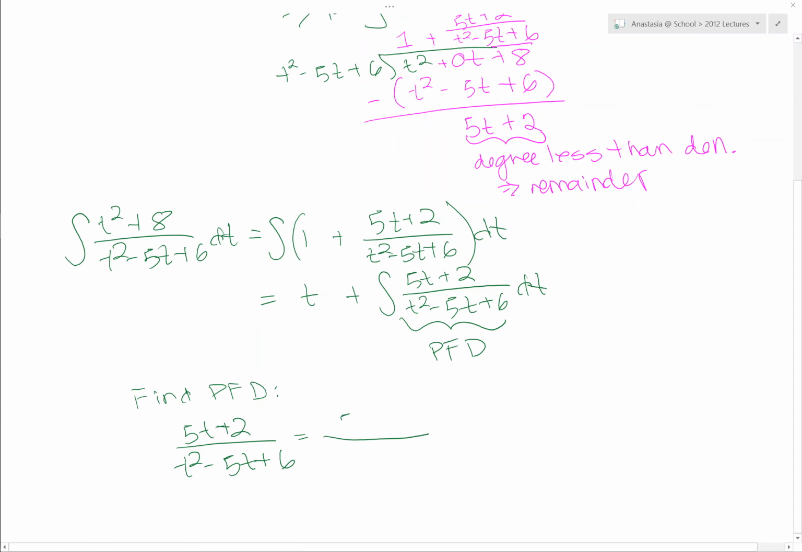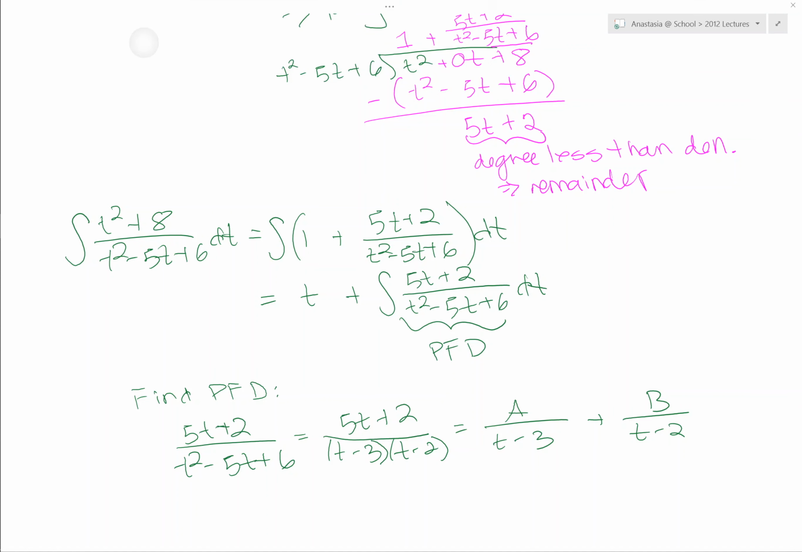The first thing we do is factor the denominator. So that's going to be t minus 3 and t minus 2. Then we set up our partial fractions. Both of the factors are linear, so we're just going to have one letter in the numerator. So we'll have A over t minus 3 plus B over t minus 2.